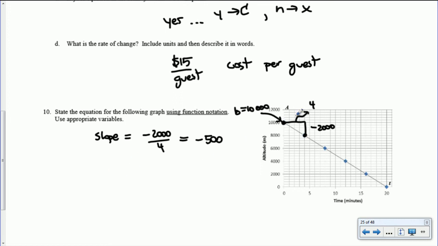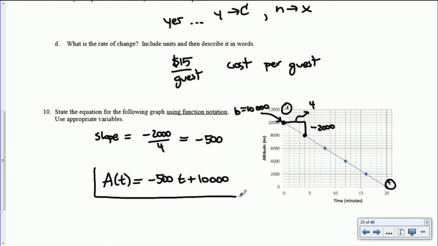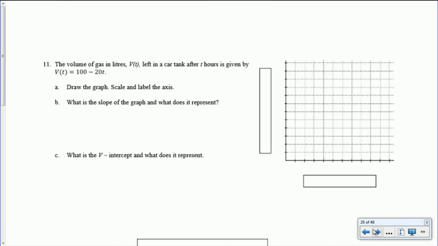And we need to use it in function notation. So A is my dependent variable, t is my independent variable. So I'll have A of t instead of y of x equals negative 500t plus 10,000. So it says to use appropriate variables, so we should use A and t instead of x and y. Okay, one last question.